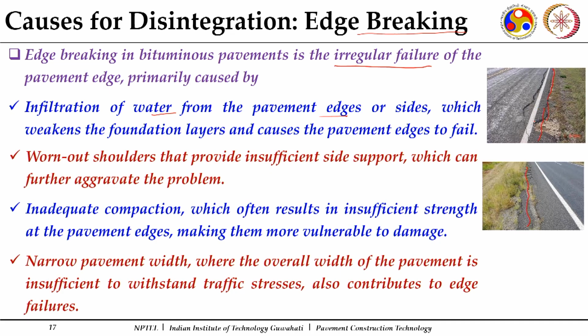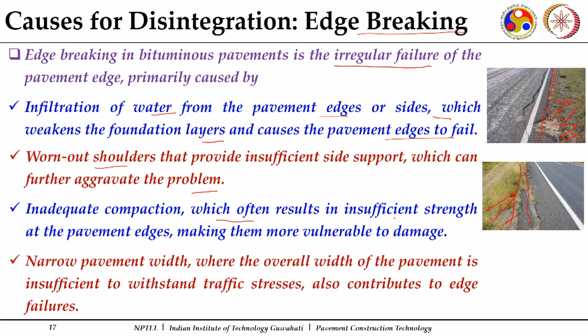If the side slopes are not good enough, water will enter into the pavement crust from the sides, and this will weaken the support. Infiltration of water from the pavement edges weakens the foundation layers, and the support underlying the edges gets reduced because of the presence of water. Worn out shoulders: these shoulders provide good support to your pavement edges, but if they are not properly maintained, the side support is lost, which can further aggravate this problem.